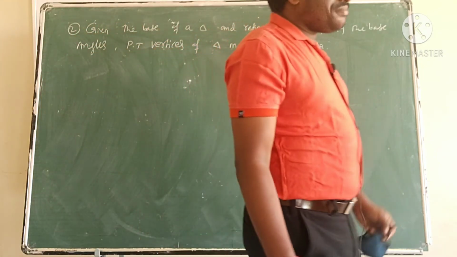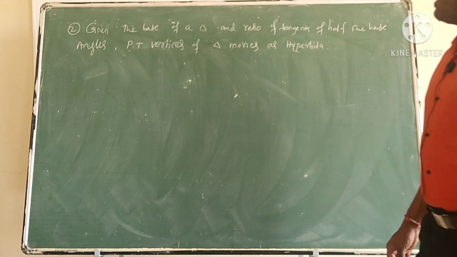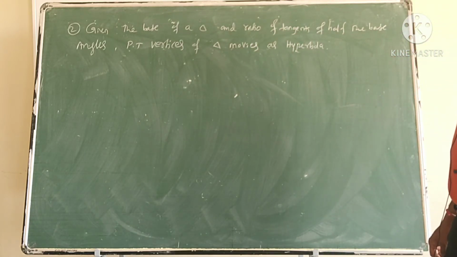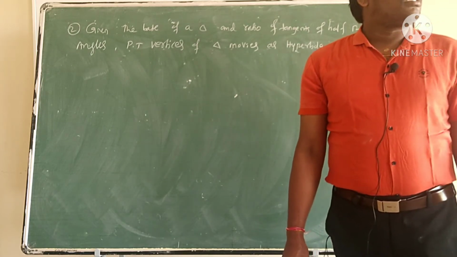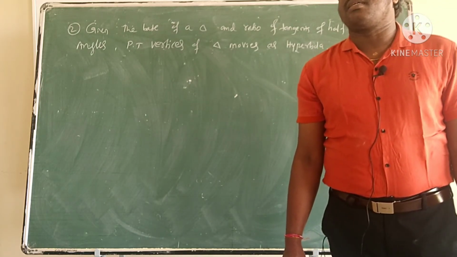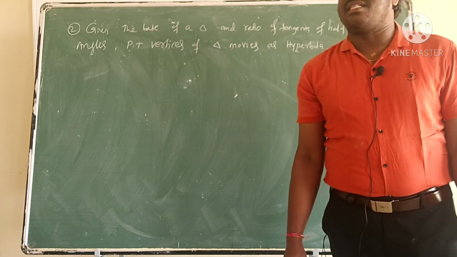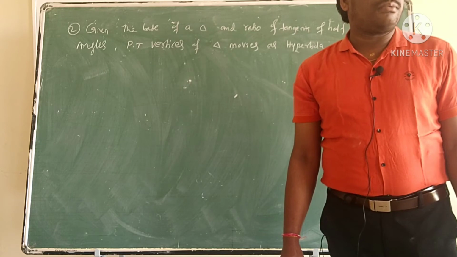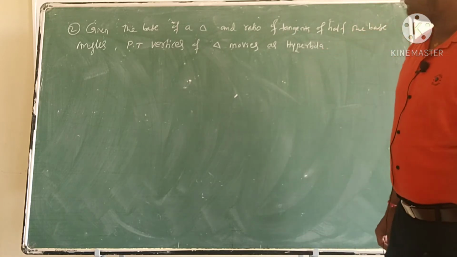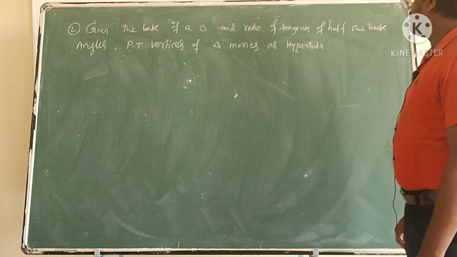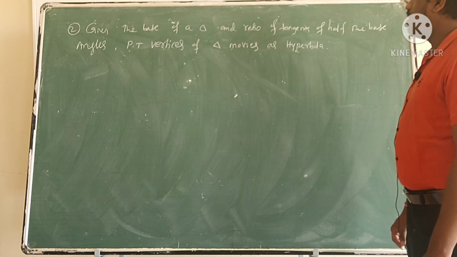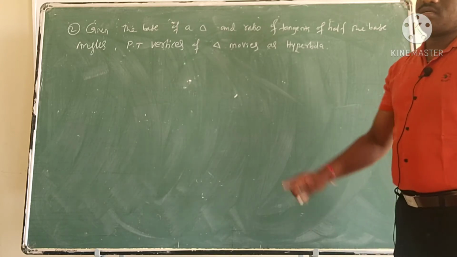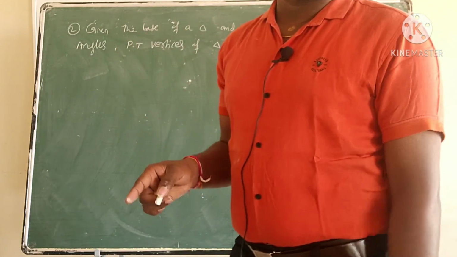The question says: given the base of a triangle and the ratio of the tangent of half of the base angles. I explained the tangent half angle laws earlier, tan B by 2, tan C by 2, those formulas. Given the base of the triangle and the ratio of the tangent of half of the base angles, prove that the vertices of the triangle move as a parabola. So we have to prove that.